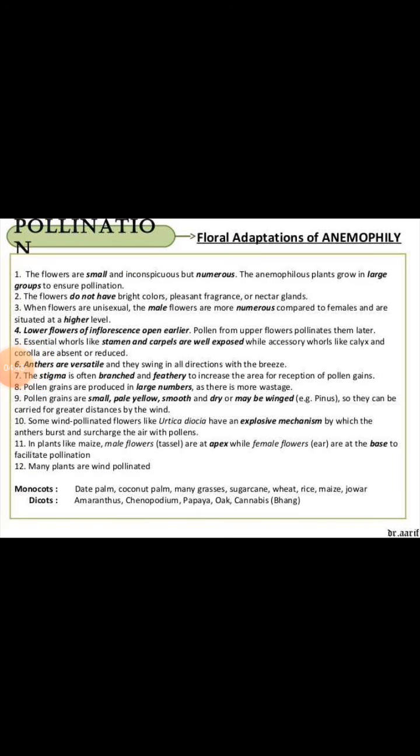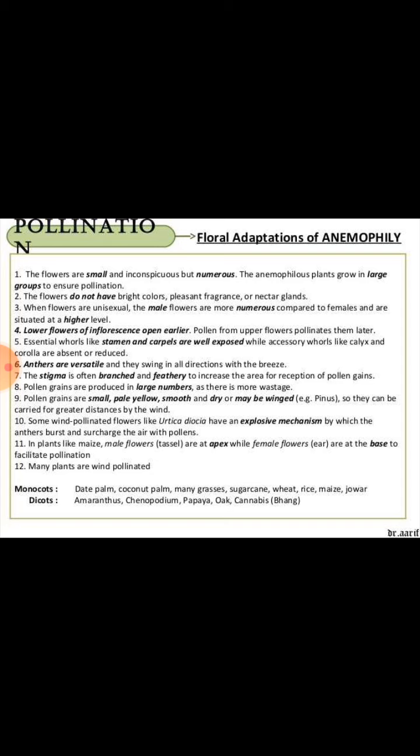Next is the example of wind pollination. Pollination done by wind is known as anemophily. These plants generally have adaptations suited to wind exposure. What are the adaptations seen in anemophilous plants? The flowers produce inflorescences like a catkin or spike. The perianth is often highly reduced. The flowers are very small, colorless, with no scent and no nectar secretion.